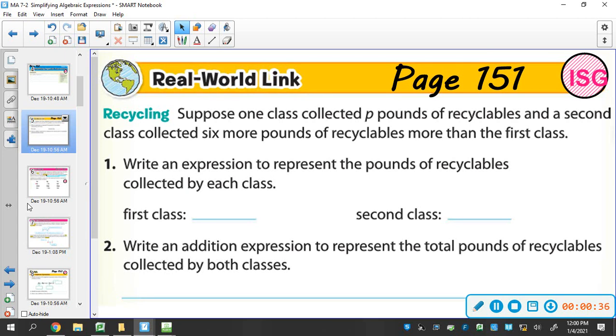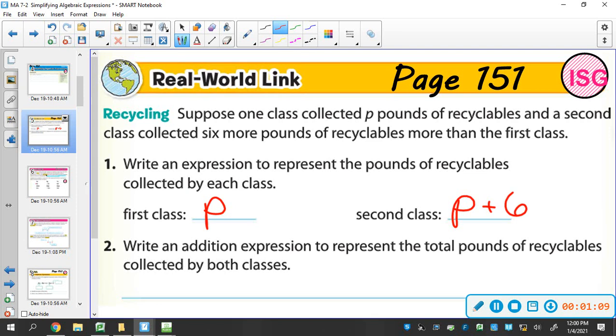It says, suppose one class collected P pounds of recyclables and a second class collected 6 more pounds of recyclables than the first class. Number 1 says, write an expression to represent the pounds of recyclables collected by each class. Well, the first class, they told us, collected P pounds. The second class collected 6 more than the first one. So we have P plus 6 more pounds.